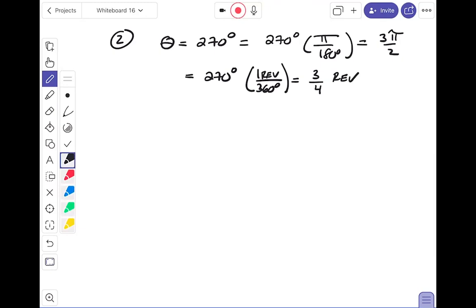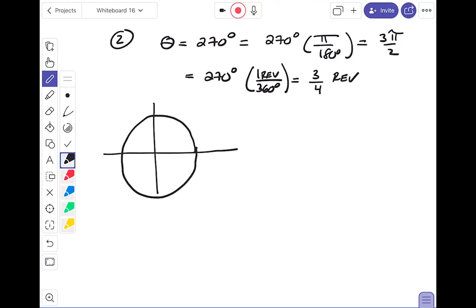Again, I'm not saying they ask me to do that. You should understand there's a relationship between the measuring systems. That 270 degrees, I prefer that number, but I also know it's 3/4 revolution or 3 pi over 2. Now, what do they want me to do? They say first draw the unit circle. I'm going to put that down for you. Set it at the origin.